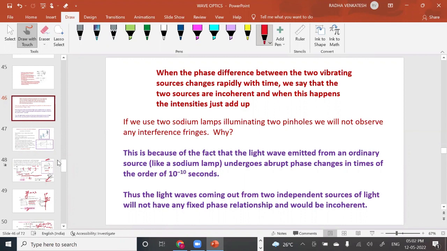So if you take 2 sodium lamps, both of them will give the same wavelength, correct? The light coming out of it will be of the same wavelength and the same frequency. But will they behave as coherent sources? Because for YDSE, definitely we must have coherent sources, correct? Otherwise we don't see interference. We don't see interference if the sources are not coherent. Now, why are 2 separate sodium lamps, of the same wavelength and same frequency, still not able to behave as coherent sources? Why?